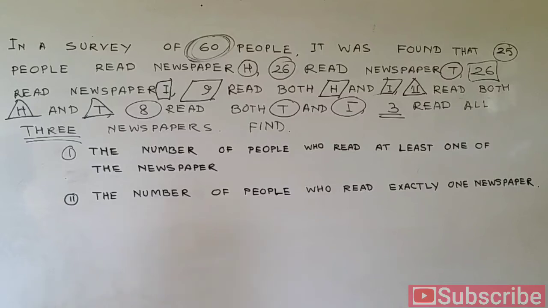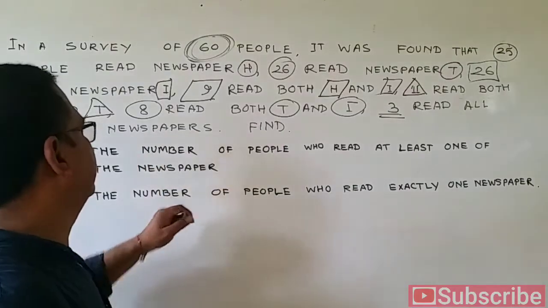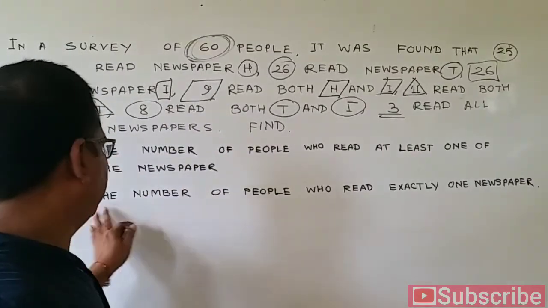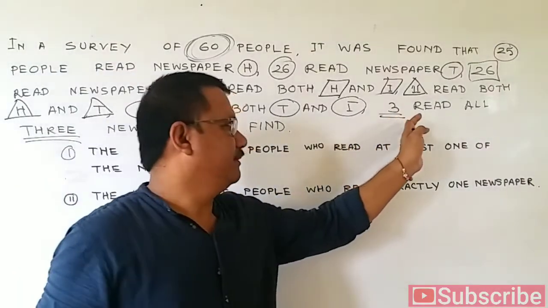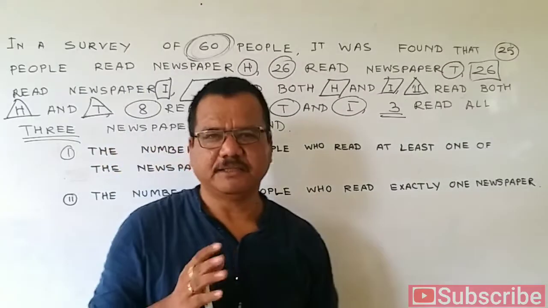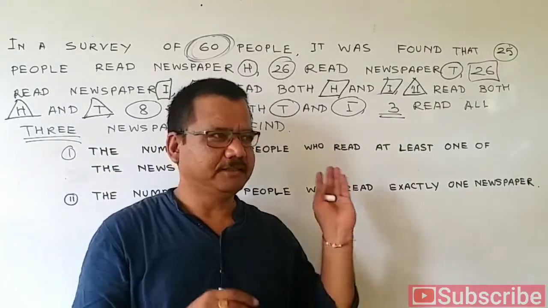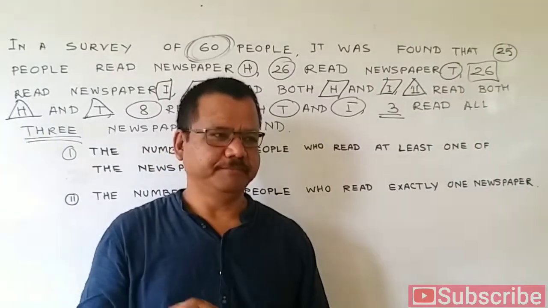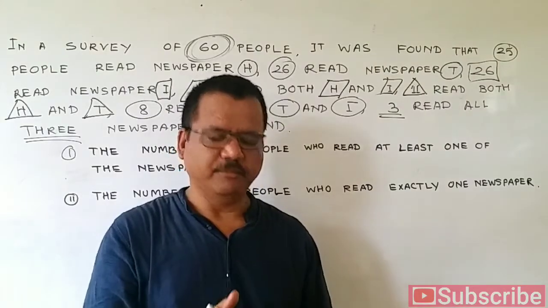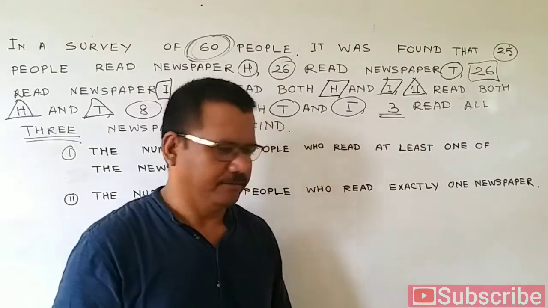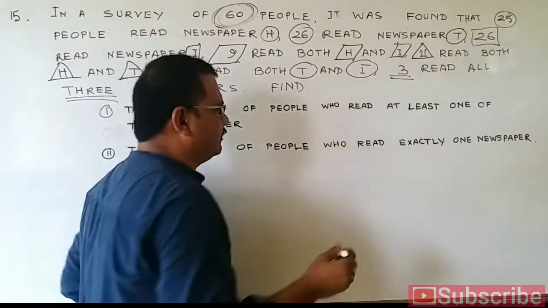Is not it? So we have to find the number of people who read at least one of the newspapers. That means people who read newspapers, out of these 60 people. And the number of people who read exactly one newspaper. Here, 3 read all 3, meaning there are 3 persons who read all the newspapers. There are some persons who read only 2 papers, and some people who read only one newspaper. Then how many people read only one newspaper? That is to be found out. Okay, so for that, let us understand through a Venn diagram.